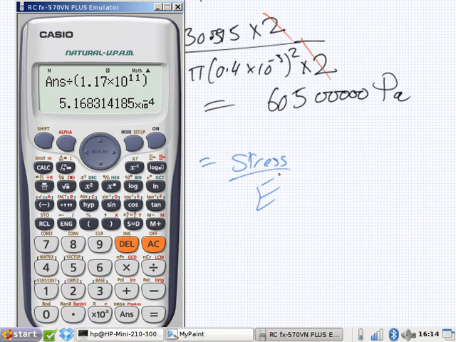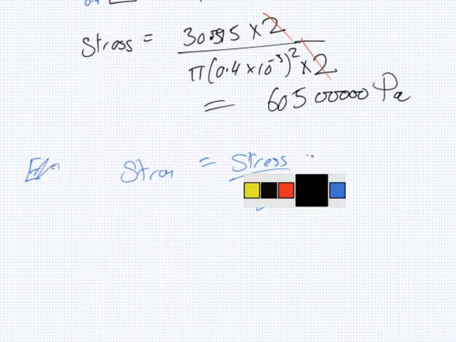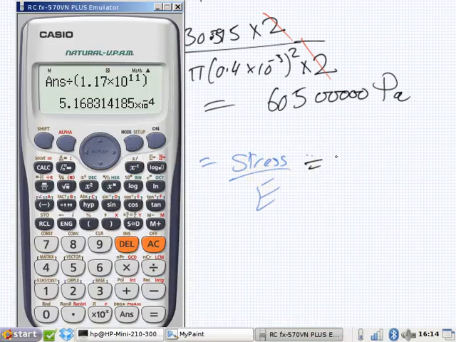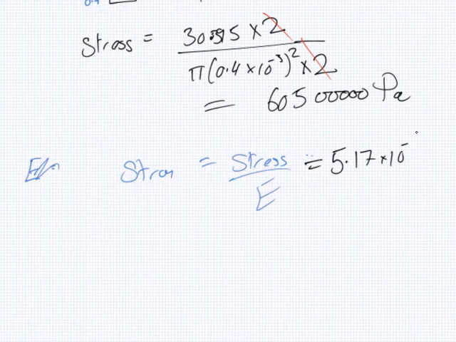5.17 times 10 to the minus 4? Is that right? Didn't she have the marking scheme open? 5.17 times 10 to the minus 4. Okay, what's next?